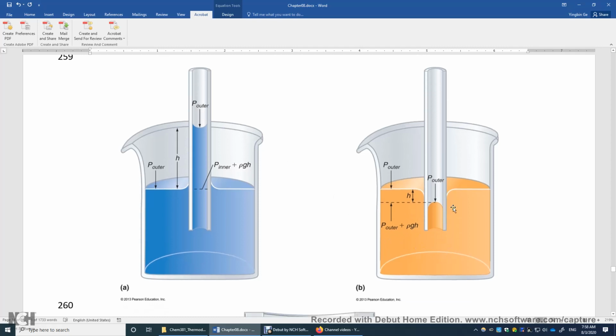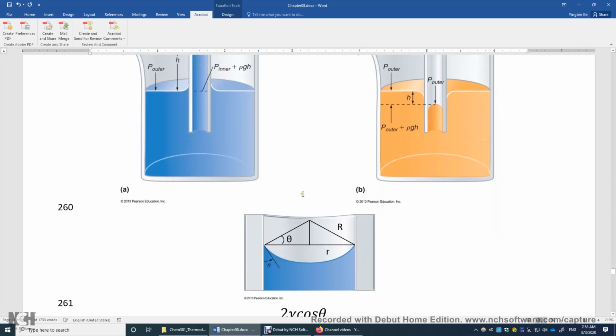This, I think, is mercury. This is still the same glass capillary. The attraction between the glass and mercury is smaller than the attraction between mercury and mercury. And therefore, this mercury is trying to minimize the contact area between itself and the glass.